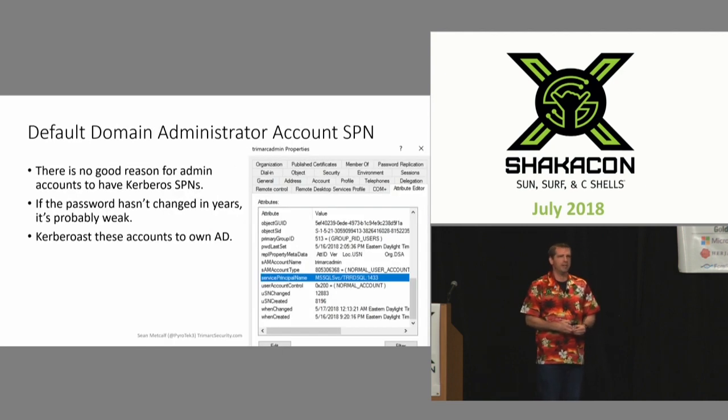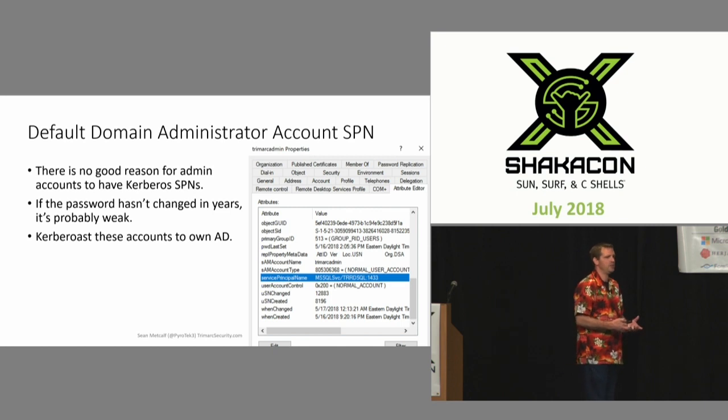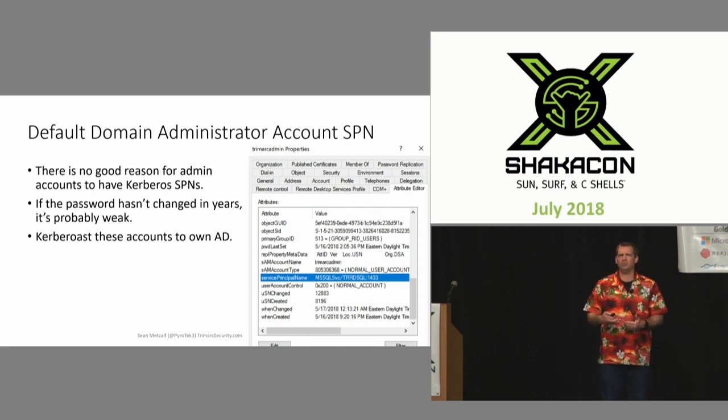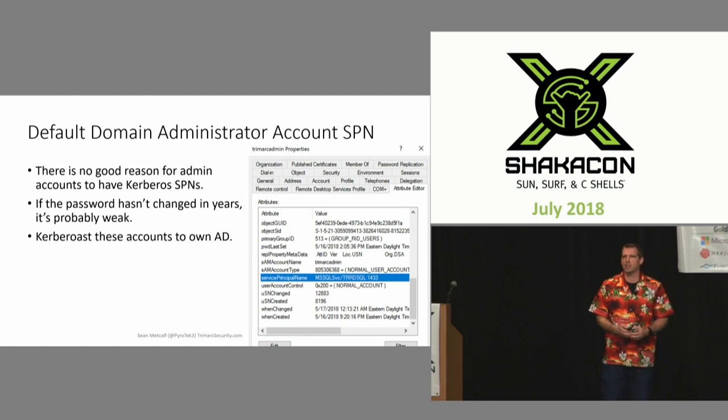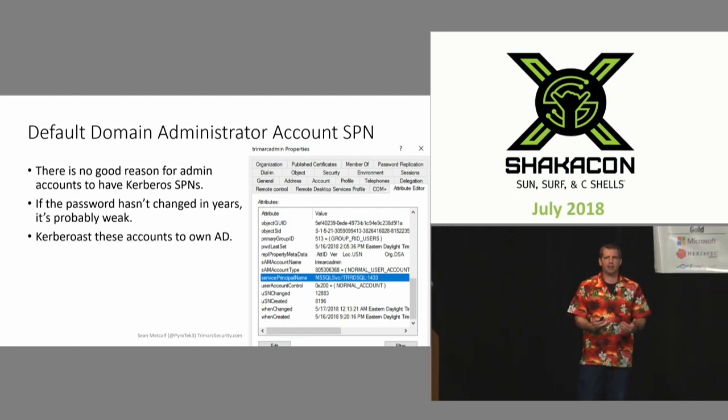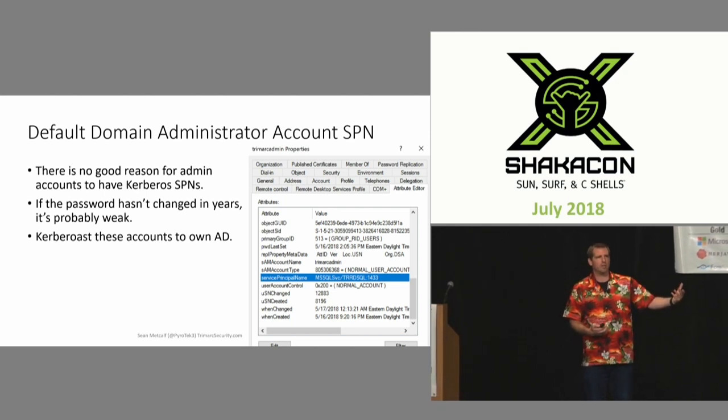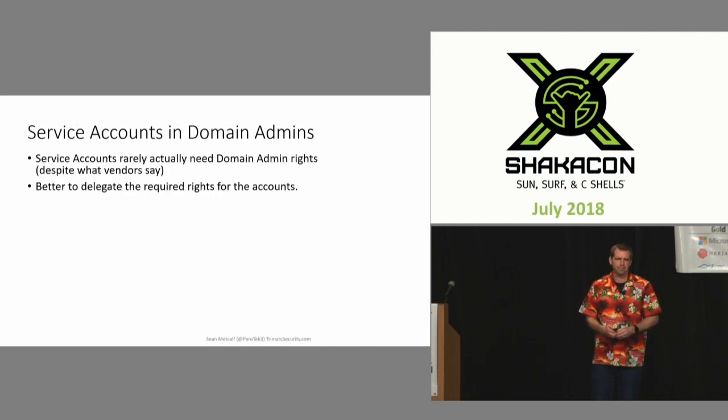Default domain administrator account. The default domain administrator account should really be a break glass account, only used if you really need it in an emergency. But I regularly find that organizations have set this as their SQL service account, which doesn't seem to make a whole lot of sense. But it's the admin account for the domain. And so it has a service principal name. And if the password hasn't been changed in years, it's probably very weak. And there's an attack method called Kerberoasting, which enables attackers to request a service ticket for this account, because it has a service principal name, and then attempt to crack it offline. And all the password crackers now support this.